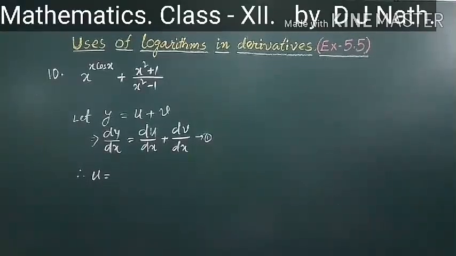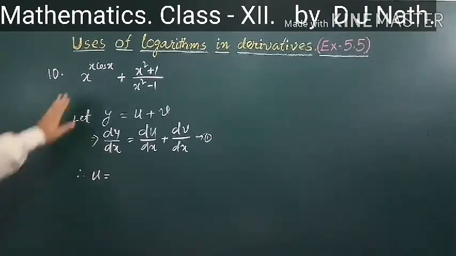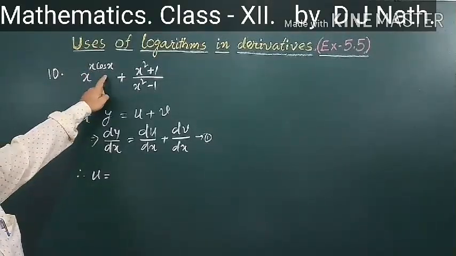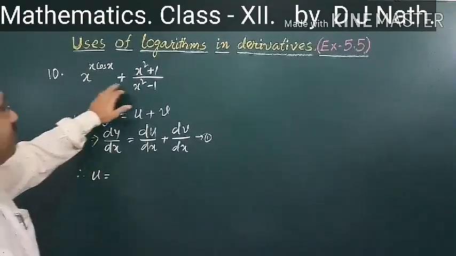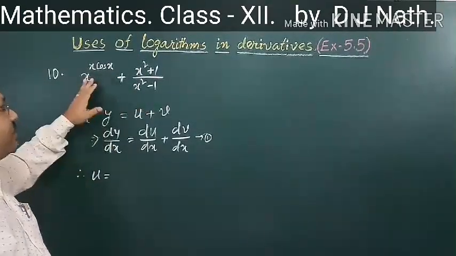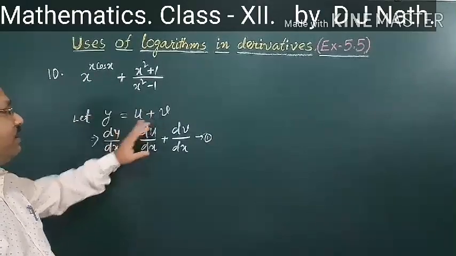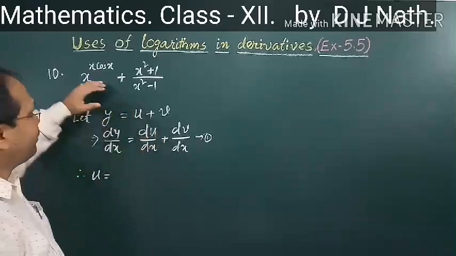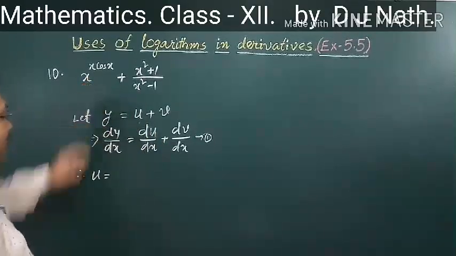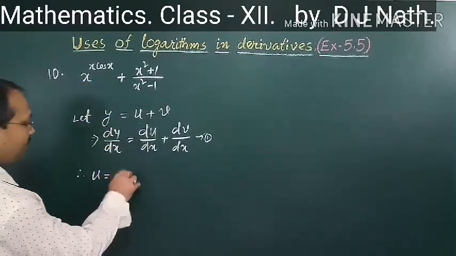So in question number 10 it is given x to the power x cos x plus (x square plus 1) by (x square minus 1). So here also 2 terms are there, we will do that y is equal to u plus v. So dy/dx will be equal to du/dx plus dv/dx. So now what will be u? U will be x to the power x cos x.